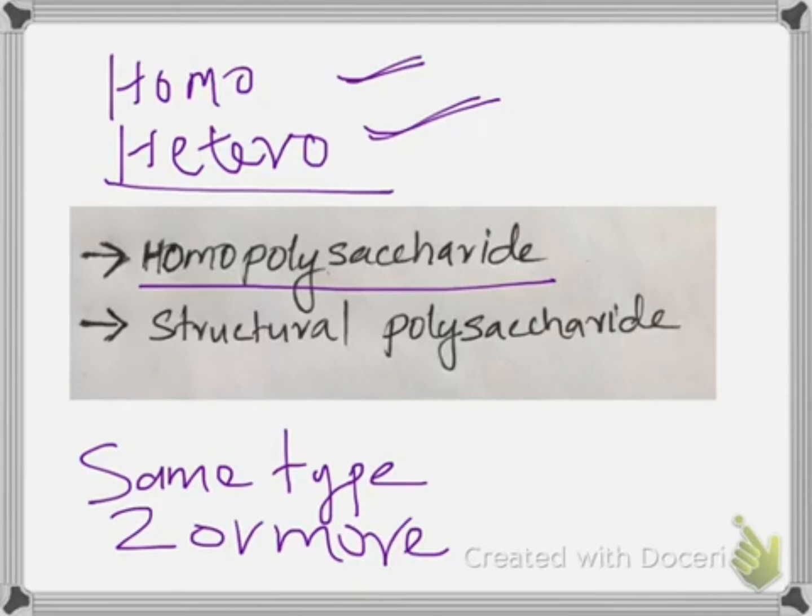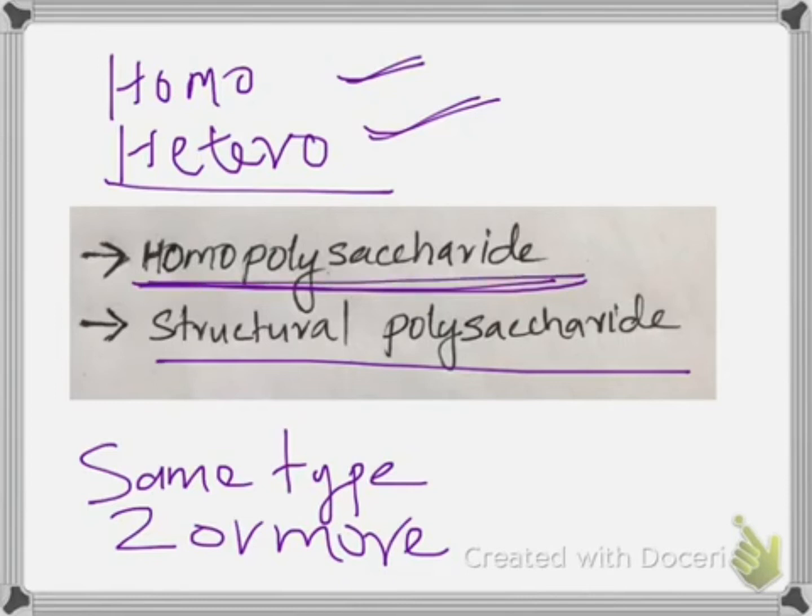Here the cellulose is a homopolysaccharide. That means it contains the same type of monosaccharide units. And it is a structural polysaccharide because it is involved in the formation of the structures. So cellulose is a homopolysaccharide and it is a structural polysaccharide.